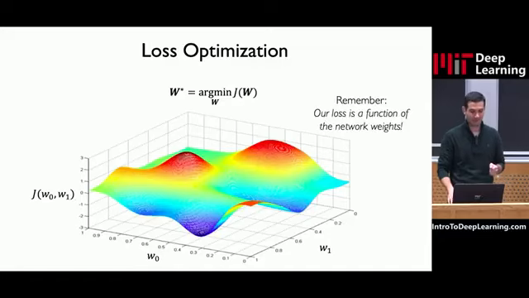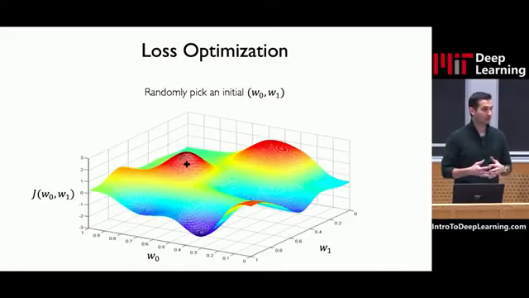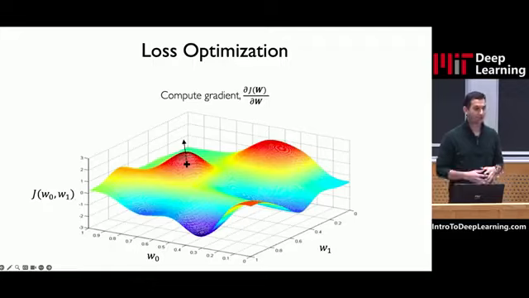Now, how do we do that? So this is called training the neural network. We start by randomly initializing it. We pick a W0 and a W1 to start with. Let's say we start here at this black point. We compute its loss. And then we compute the gradient.